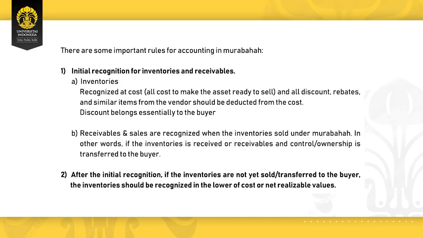There are some important rules for accounting in Murabahah. Number one is about the initial recognition for inventories and receivable. Inventories are recognized at cost or all cost to make the asset ready to sell, and all discounts, rebates, and similar items from the vendor should be deducted from the cost. Discounts belong essentially to the buyer. Receivable and sales are recognized when the inventory is sold under Murabahah. In other words, if the inventory is received or receivable and the control or ownership is transferred to the buyer.